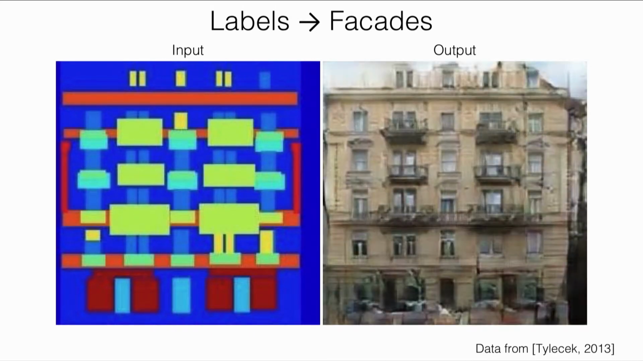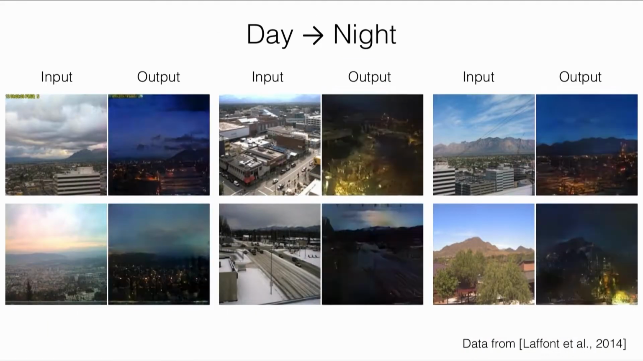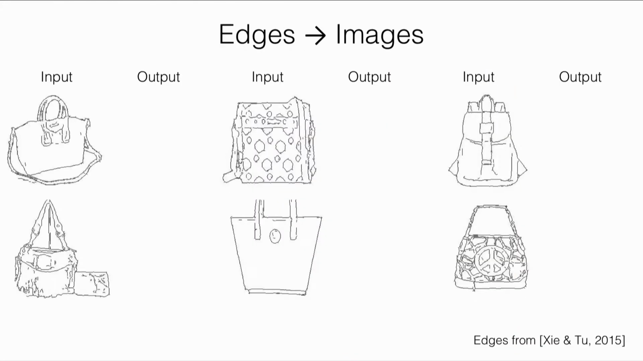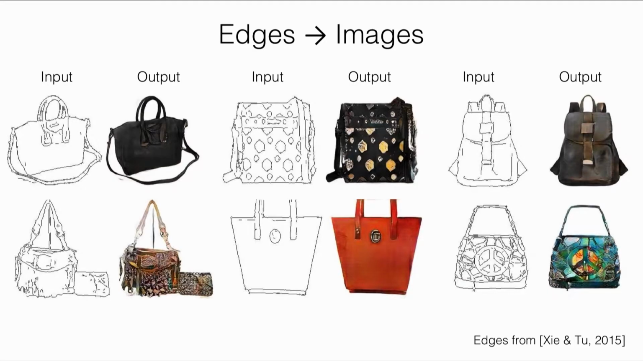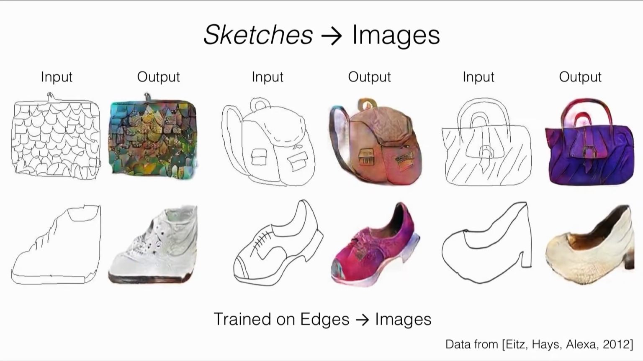You can go from labels to facades, something like this. You can go from day to night, exactly the same code. You can go thermal to RGB. It's kind of magical. I didn't really realize how it can do it, but whatever. We can go from edges to images. And we can train on that, and then we can actually give sketches, like kids' sketches, and see what it can do with sketches, and it actually still does pretty well, surprisingly.